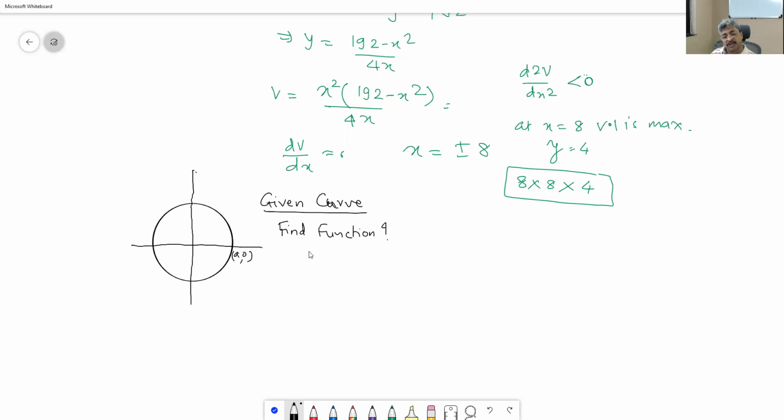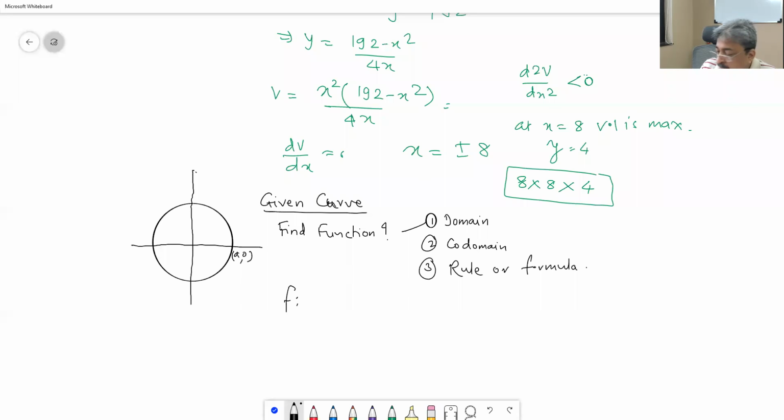When I ask you to find the function, what are you supposed to find? Three things. One, domain. Second, codomain. And third, formula, the rule. So now I am giving you a curve. Can you give me the function f, the values?